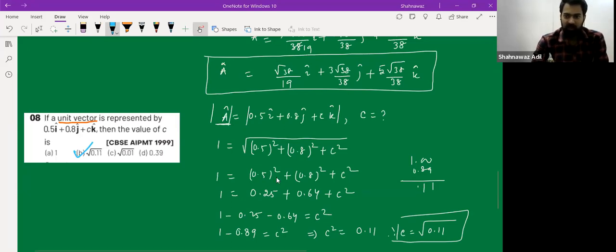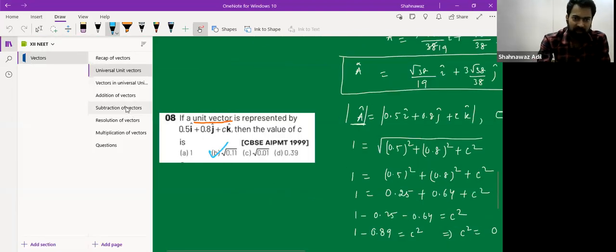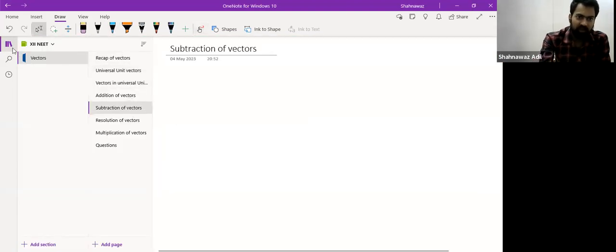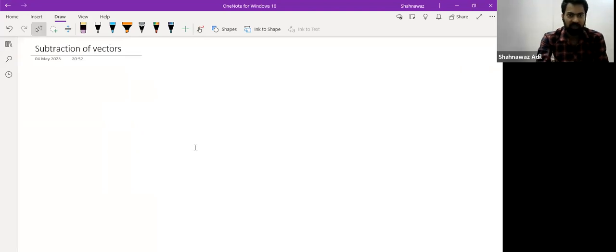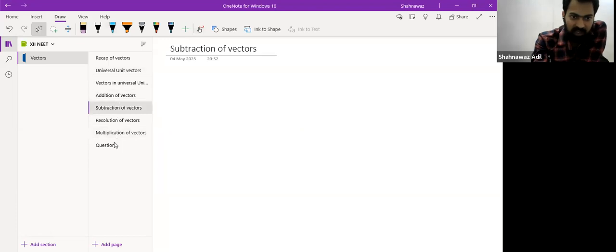Yes. So now it is not possible to complete the subtraction of vectors, so we will stop here, and in the next class I will quickly finish the multiplication, resolution, and subtraction, and then we will do all these.